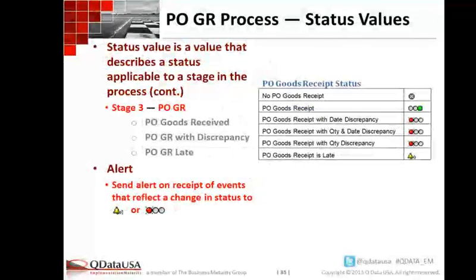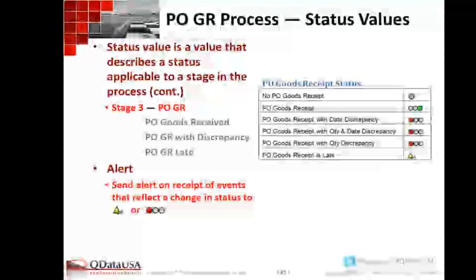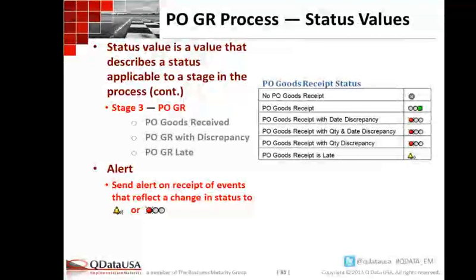The third stage of the procure-to-pay process is my goods receipt. So I'll start off with no goods receipt. And then as soon as I get the goods receipt, obviously that's a good one. But then if I get a goods receipt with a date change, so we get the goods receipt on a different date than what I planned it, that's a discrepancy. If I get a quantity discrepancy, so I'm expecting to receive 5 and I got 4, that's also a discrepancy. And maybe I've also got 4, but I also got it on the wrong date. That's another one. And then ultimately, if the date and time we're expecting to receive these goods comes and goes, then it becomes late.